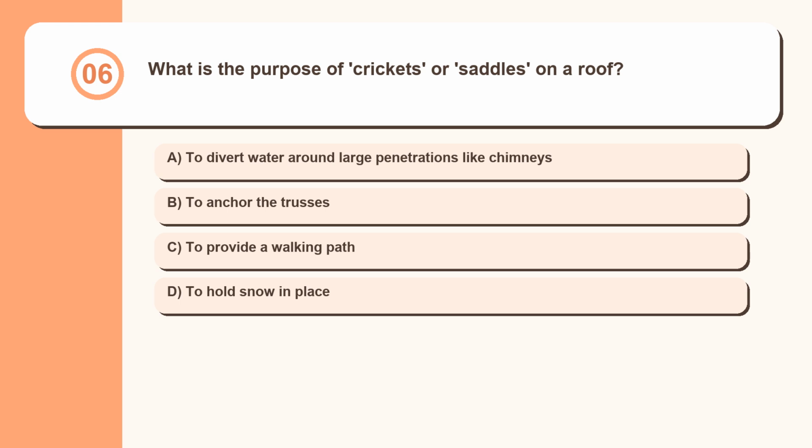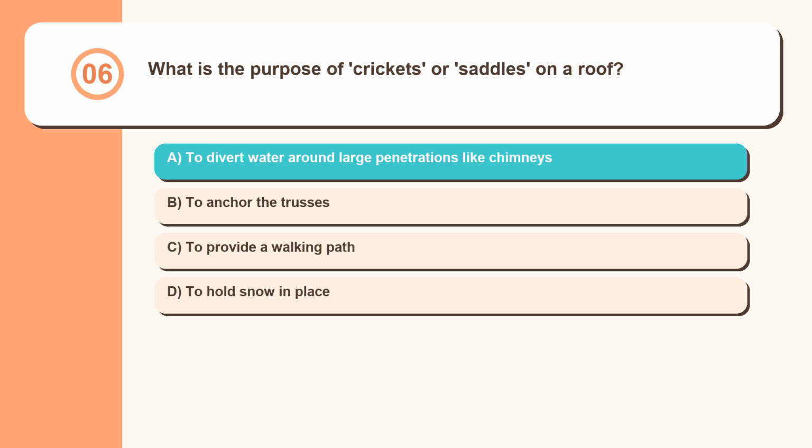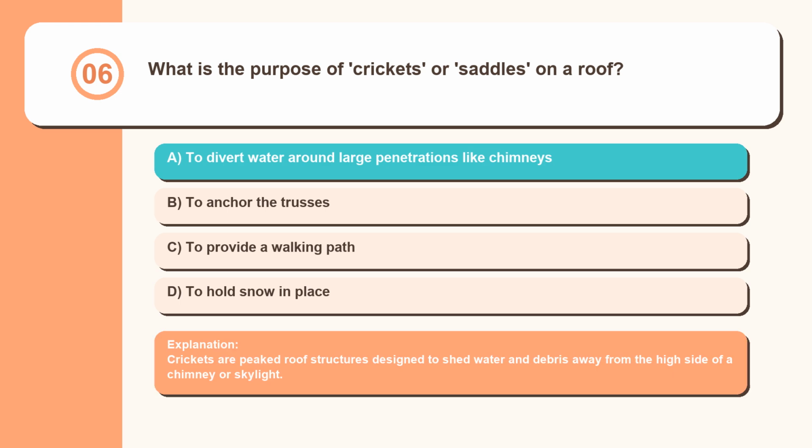Question 6. What is the purpose of crickets or saddles on a roof? To divert water around large penetrations like chimneys, to anchor the trusses, to provide a walking path, to hold snow in place. Crickets are peaked roof structures designed to shed water and debris away from the high side of a chimney or skylight.